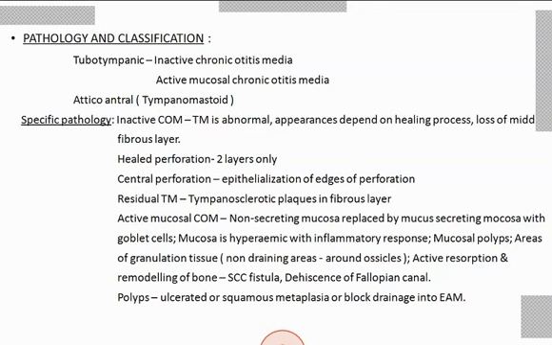A healed perforation may also occur. Many of the times, there will be a persistent central perforation. This central perforation is defined as a perforation in the pars tensa of the tympanic membrane with a remnant of normal tympanic membrane all around its periphery. So this central perforation, even after controlling infection by antibiotics or medical treatment, fails to heal because of epithelialization of the edges of the perforation.